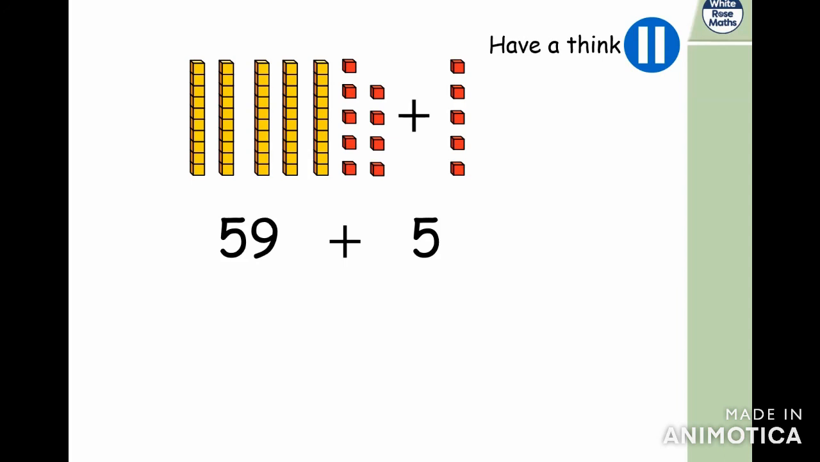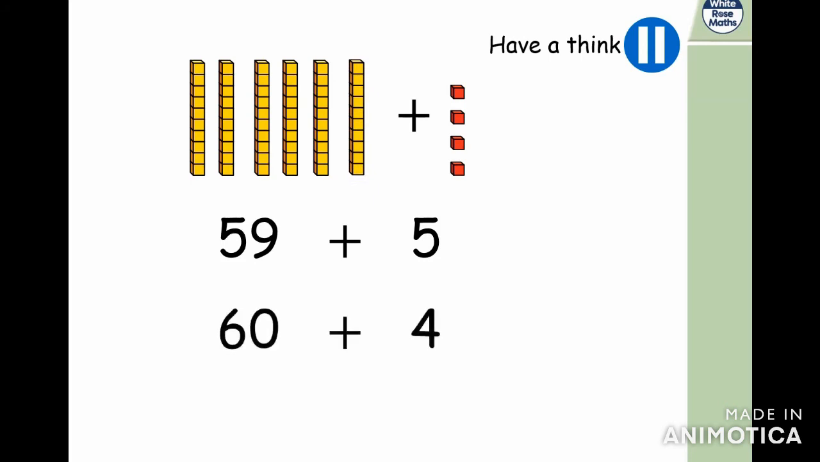That's right, I could have done 5 plus 5, like I did last time, in exchange for a 10, or I can partition my 5 into 4 and 1, taking the 1 over to make 10, and exchanging those 10 ones for a 10. So now I have 60 plus 4, which is 64, just like 59 plus 5 is 64. What's a really good mental strategy? Making 10.